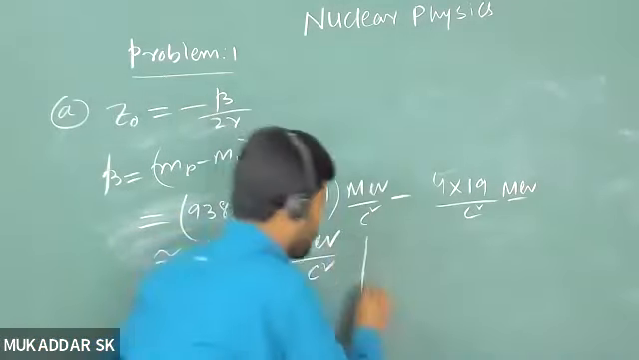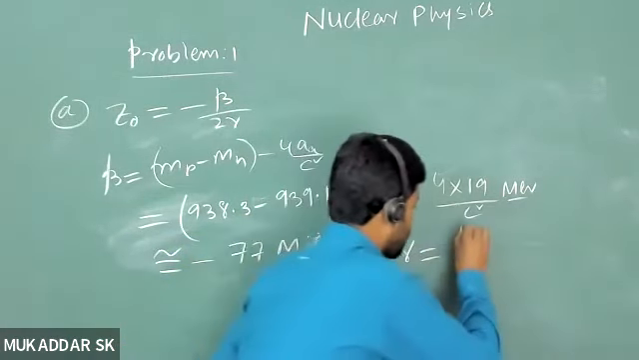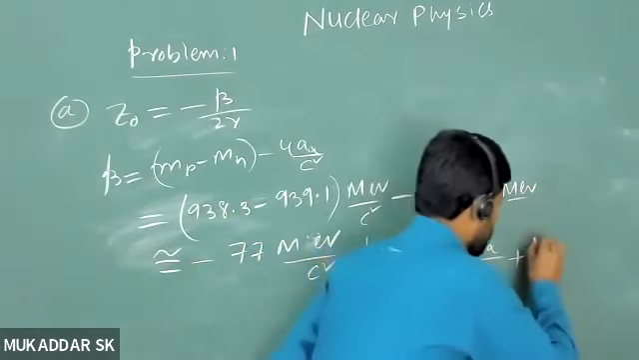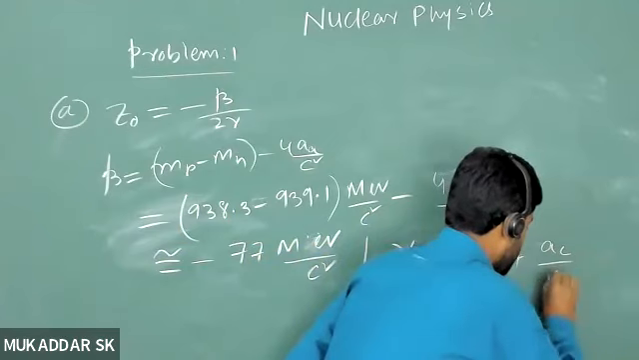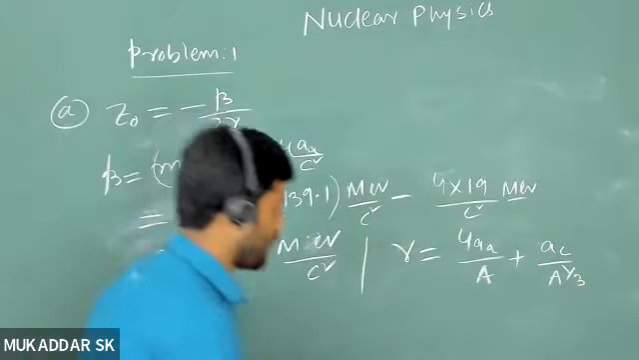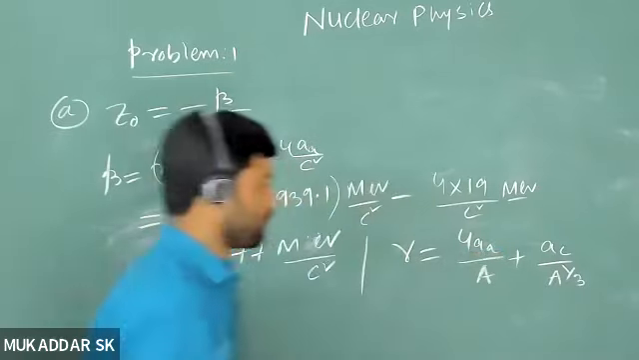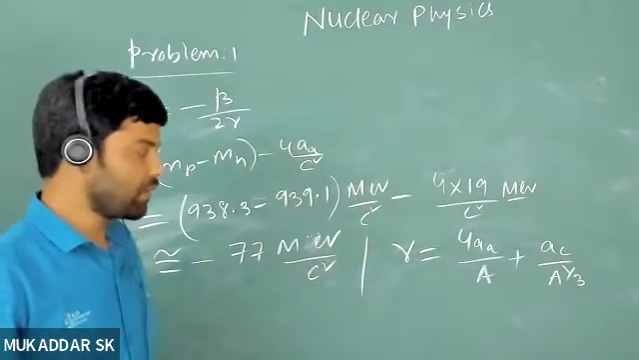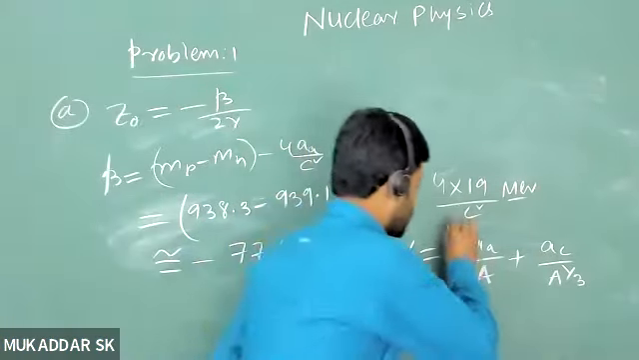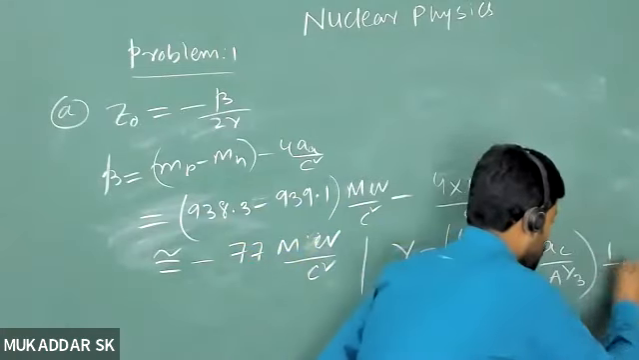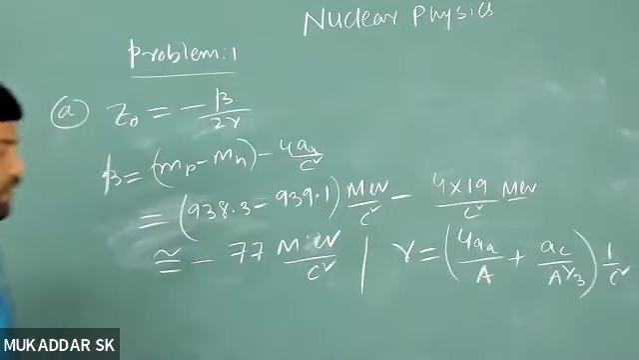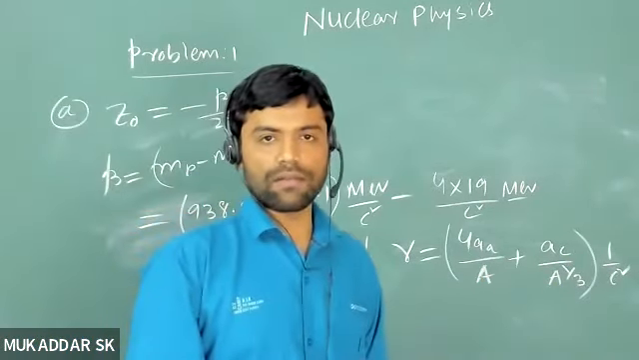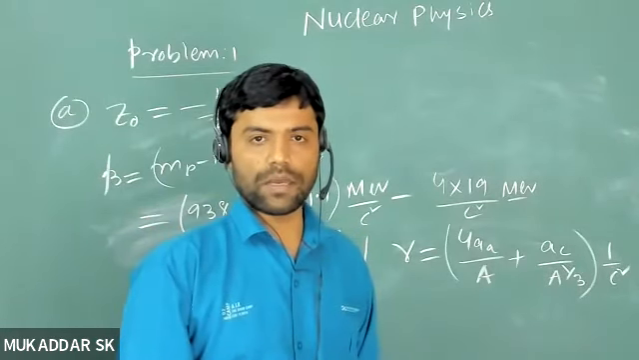Okay. Again, if you see that gamma, that was like 4 asymmetric coefficient by A, and you have AC by A to the power 1 by 3. Okay. And again, you have to keep 1 by c square, AA by c square, AC by c square, right? AC by c square, because they have given you the asymmetric and Coulomb coefficient in the unit of energy. So obviously you have to keep 1 by c square. So be careful about that.